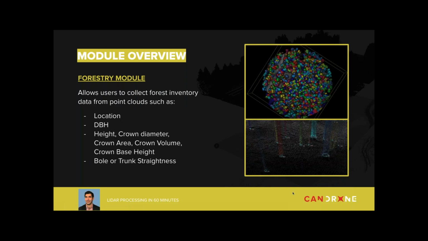Now, the forestry module allows you to collect forest inventory data from your point clouds, such as the tree location, i.e. the latitude and longitude, and the diameter at breast height, which is a very useful measure in forestry. Crown metrics and trunk straightness are just some of the data you can capture within it. Having this data allows you to understand your plots better. The forestry module is $1,500 US.